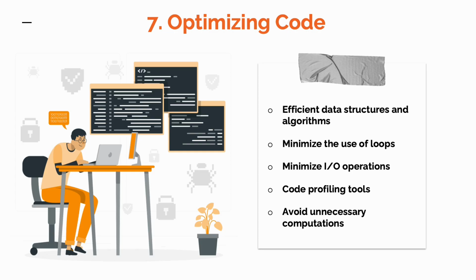The last technique we are going to discuss is code optimization. It involves identifying and eliminating bottlenecks in the code. Here are some techniques that can be used to optimize code. Using efficient data structures and algorithms can significantly improve performance by reducing the time required to process data. Choosing the right data structure and algorithm for a particular task can make a big difference in performance.